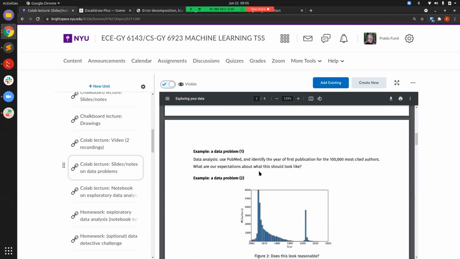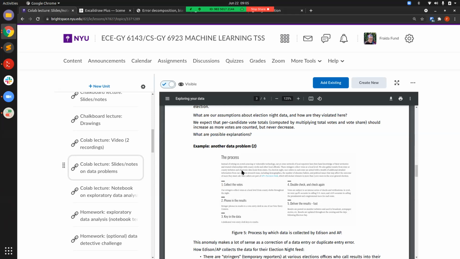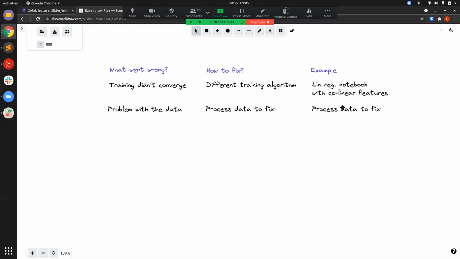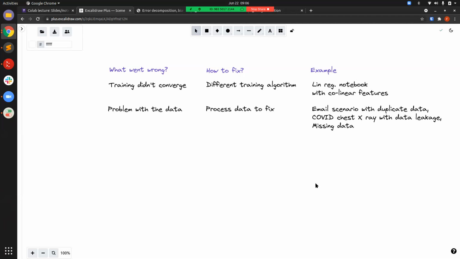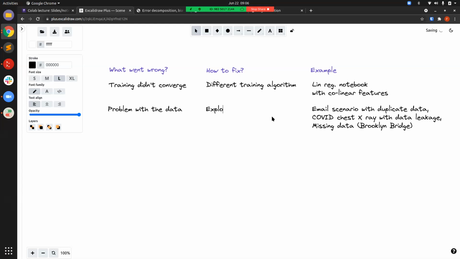So there are many examples here. One example we gave was, for example, the email scenario with potentially duplicate data. We looked at an example of a COVID chest X-ray with data leakage. Okay. Elena mentioned missing data. Okay, so many potential problems with the data. And these are all examples we've seen. So for example, in our Brooklyn Bridge situation, we saw there was some missing data. Okay, and I would say the fix involves not just processing the data, but exploratory data analysis to find the problem and then fix it if you can. You won't always be able to. Okay.